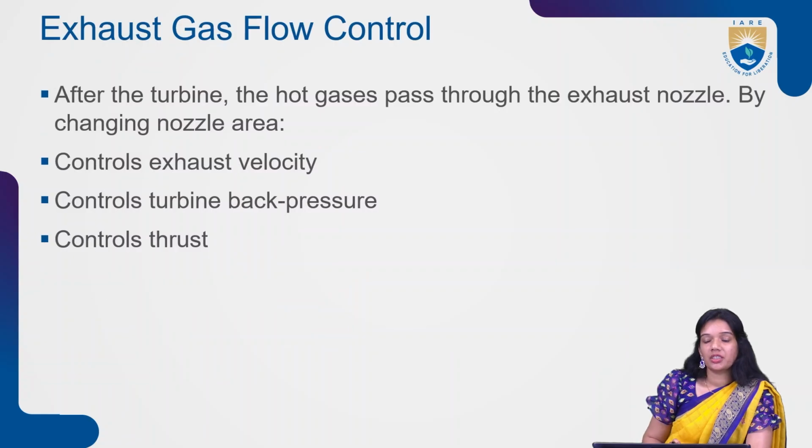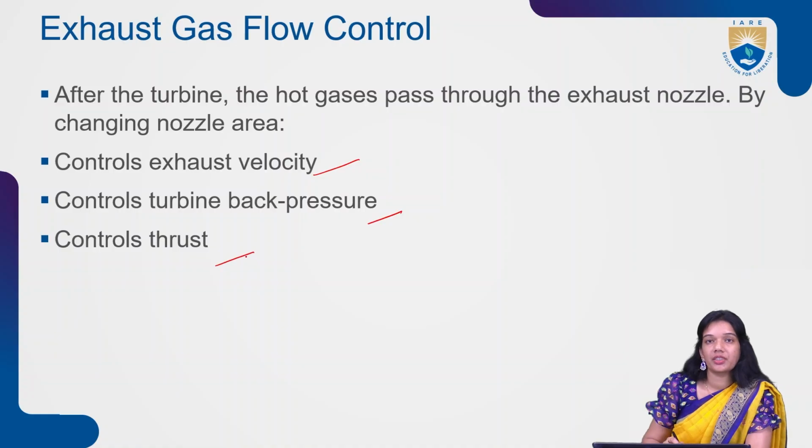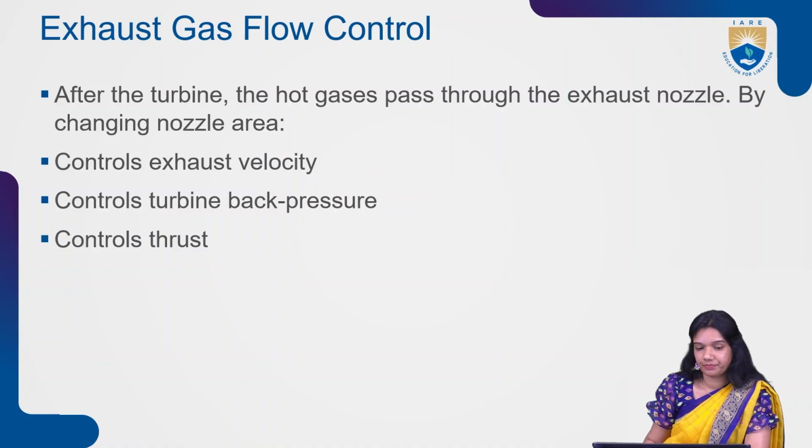The other one is the exhaust gas flow control. Now this is purely for the afterburners. After the turbine, hot gases pass through and are expanded at higher pressure and higher temperature. Then when you vary the nozzle, it has to control the exhaust velocity, control the turbine back pressure, and control the thrust.